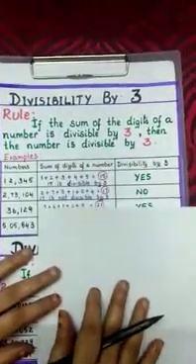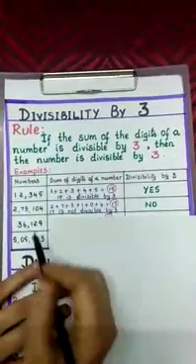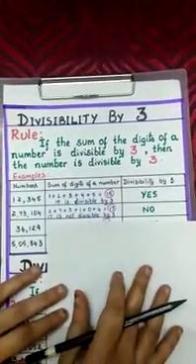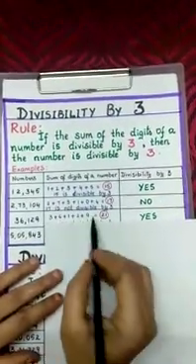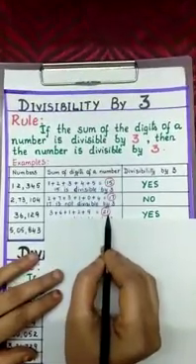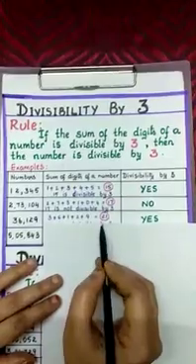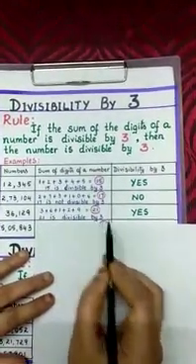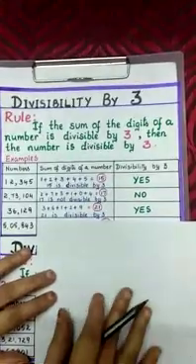Now let us see one more example. 36,129. If you find the sum of digits, we get 3 plus 6 plus 1 plus 2 plus 9, which is 21. Is 21 divisible by 3? Yes, 21 is divisible by 3. Hence, this number is divisible by 3.